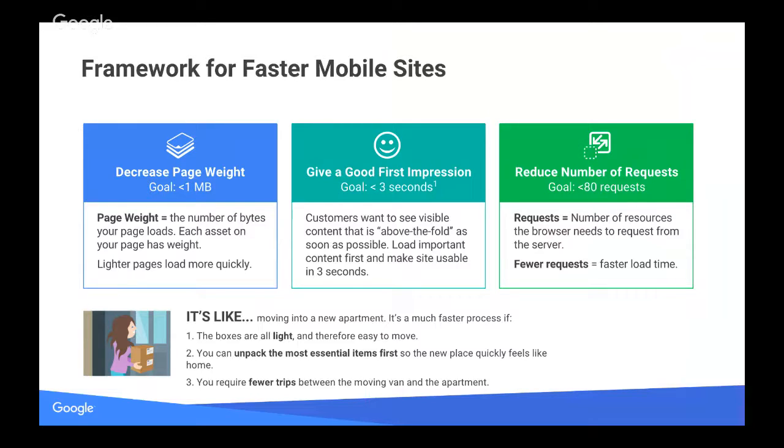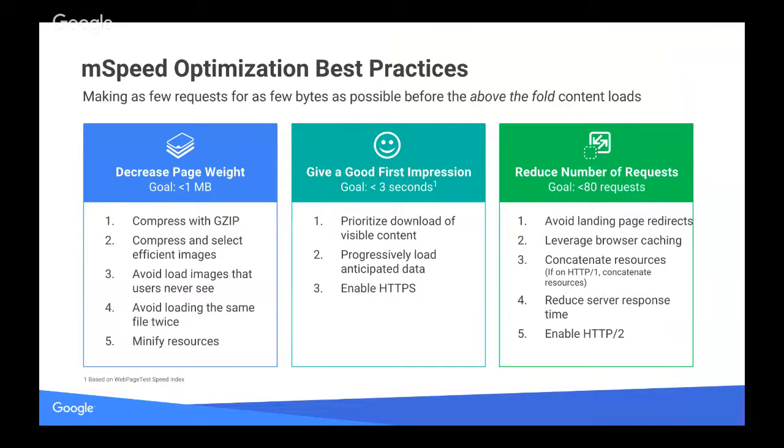This is like when you are moving into a new apartment. It will be a much faster process if the boxes are light and easy to move, right? So the boxes are light, that is like decreasing your page weight. You can then unpack the most essential items first, so the new place quickly feels like home. This is like giving a good first impression. And if you have fewer boxes, you require fewer trips between the old apartment and the new apartment. This is like reducing the number of requests. Right? These are the best practices in each category.